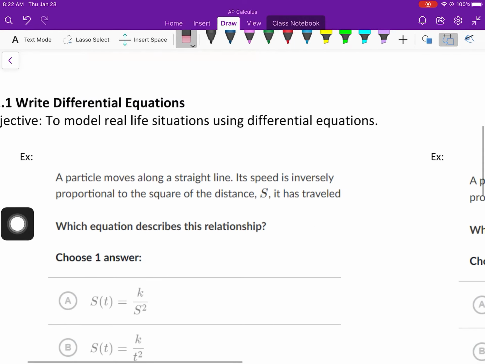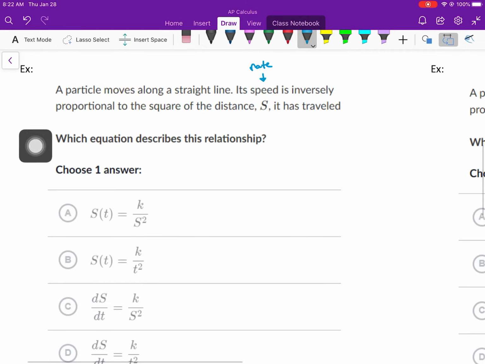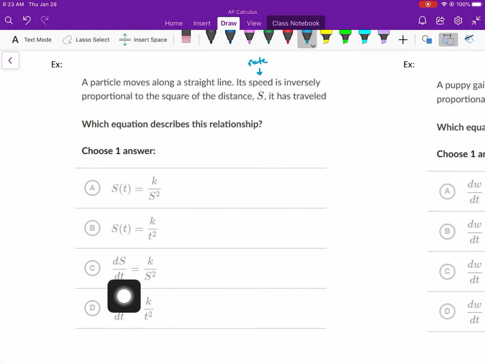So setting it up, a particle moves along a straight line. Its speed, so that's talking about the derivative, right? The rate is inversely proportional to the square of the distance s. So you just want to point out that this is the rate. The speed is the rate, so it's going to be the first derivative, equivalent to inversely proportional. So that means we're going to have the constant on the top like we saw up there. Constant is going to be k. And it's going to be the square of the distance.